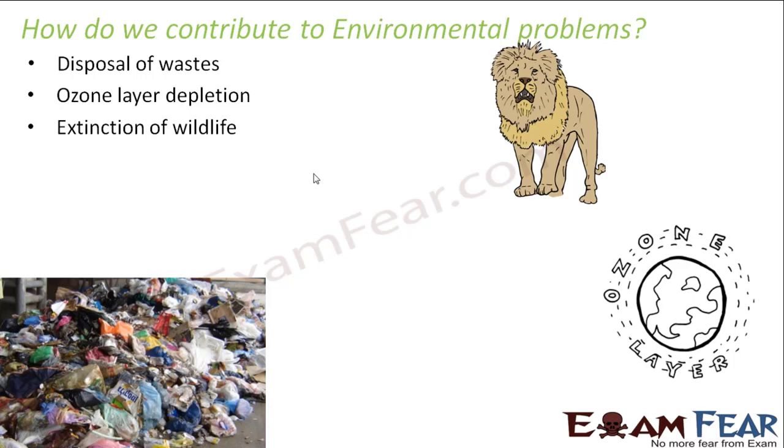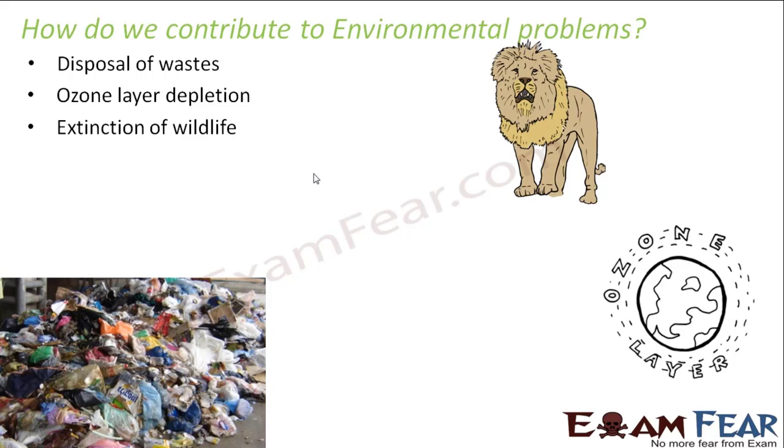Extinction of wildlife. You would have seen that there are so many animals which used to exist before and gradually they became extinct. Let us take the example of dinosaurs. Dinosaurs used to exist once upon a time, but gradually they vanished. Similarly, these days also you will get to hear about certain birds and animals which are on the verge of extinction. So why are they becoming extinct? Now, what harm does it cause to our environment if certain animals become extinct?